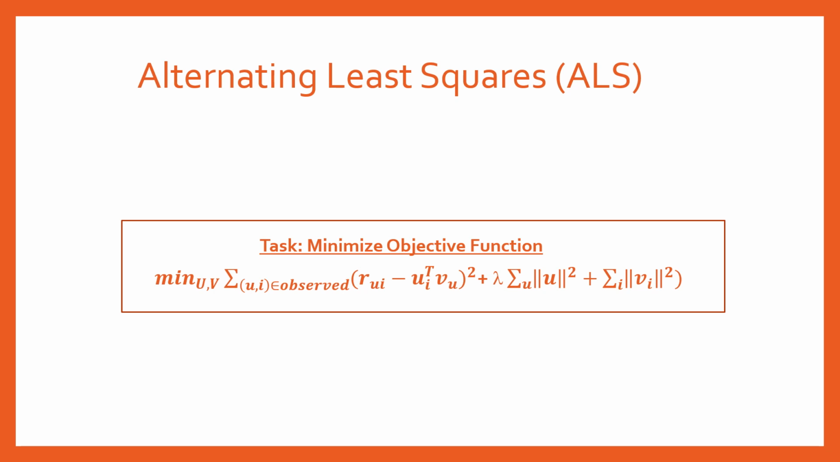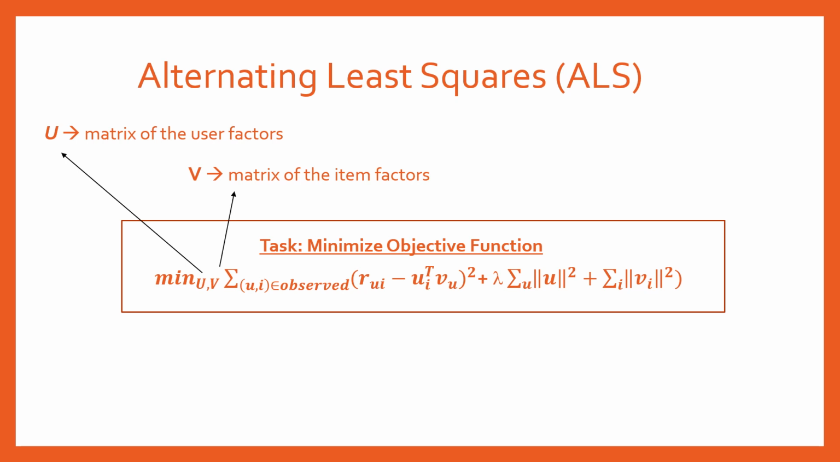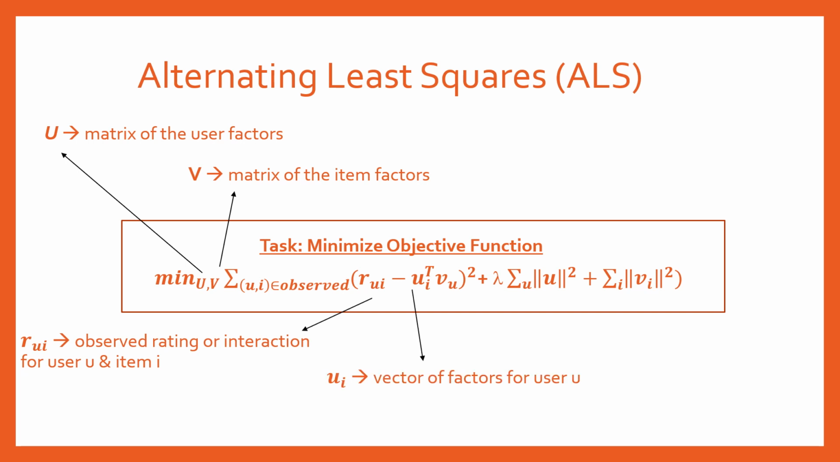Here you can see the ALS objective function, where U is a matrix of user factors, V is a matrix of item factors, RUI is the observed rating or interaction for user U and item I, UI is a vector of factors for user U, VI is a vector of factors for item I, and lambda is the regularization parameter, which helps prevent overfitting by penalizing large values in the user and item matrices.